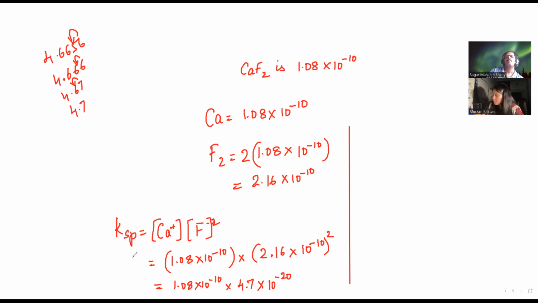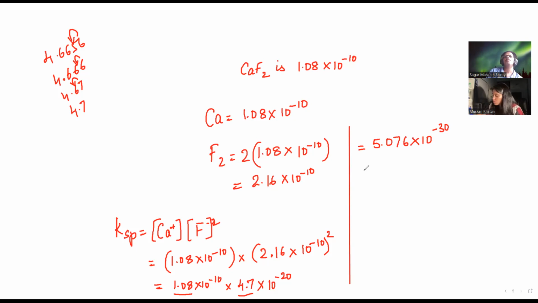Now you need to find out by multiplying 1.08 times 4.7. Multiply these two values. Let me know what the answer is. 1.08 times 4.7 comes to 5.076, so 5.1. 5.076 times 10 to the power of minus 10 minus 20 would now be 10 to the power of minus 30. Because both are negative, we need to add them.